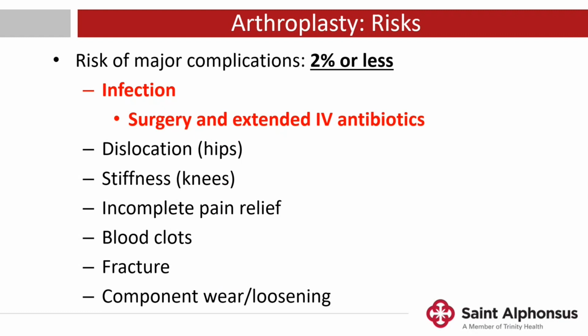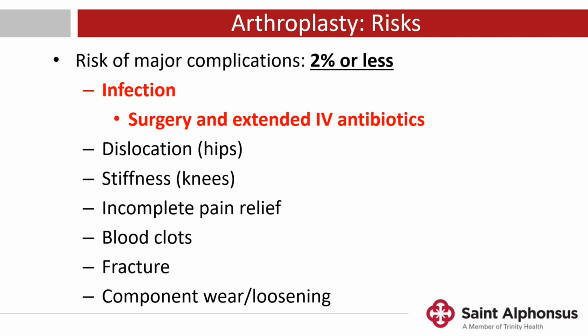Any major orthopedic surgery, and particularly arthroplasty, has a risk of blood clots, and so depending on your history, we will put you on some sort of blood thinner for at least 30 days after surgery. Whenever we're dealing with bones, there's always the risk of fracture. Sometimes this can happen at the time of surgery. That's very rare, and if it does, we would address it at the time of surgery. But if you were to fall later for whatever reason, you can have a fracture around your implants, and that can require a repeat surgery.